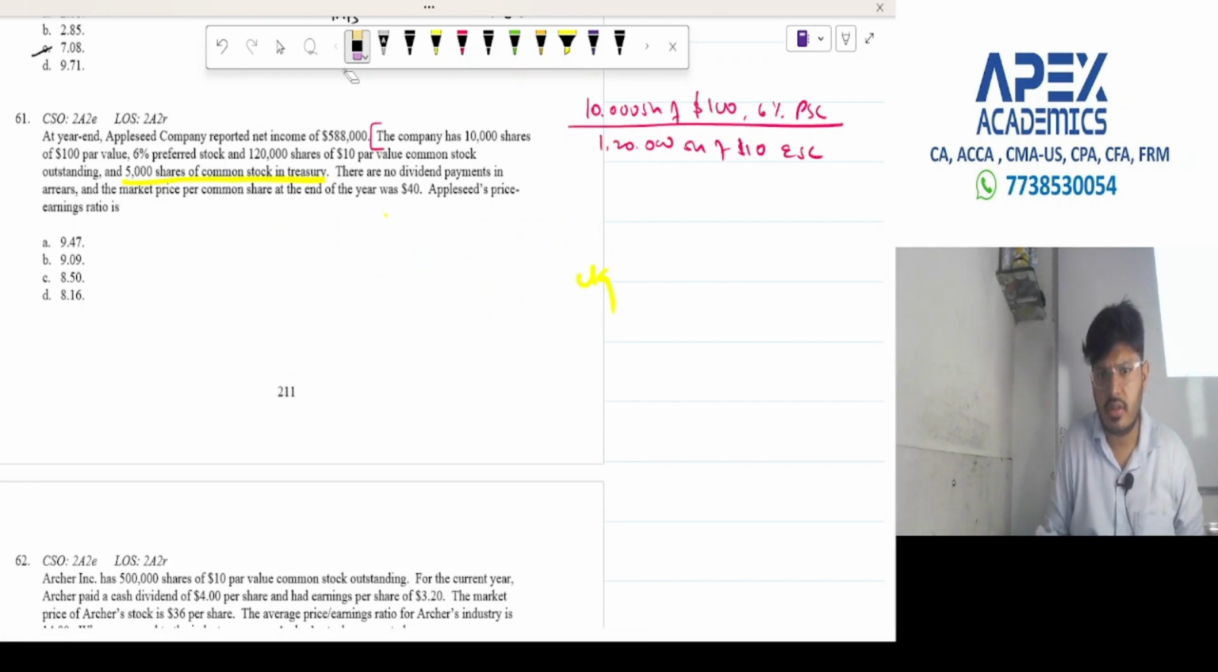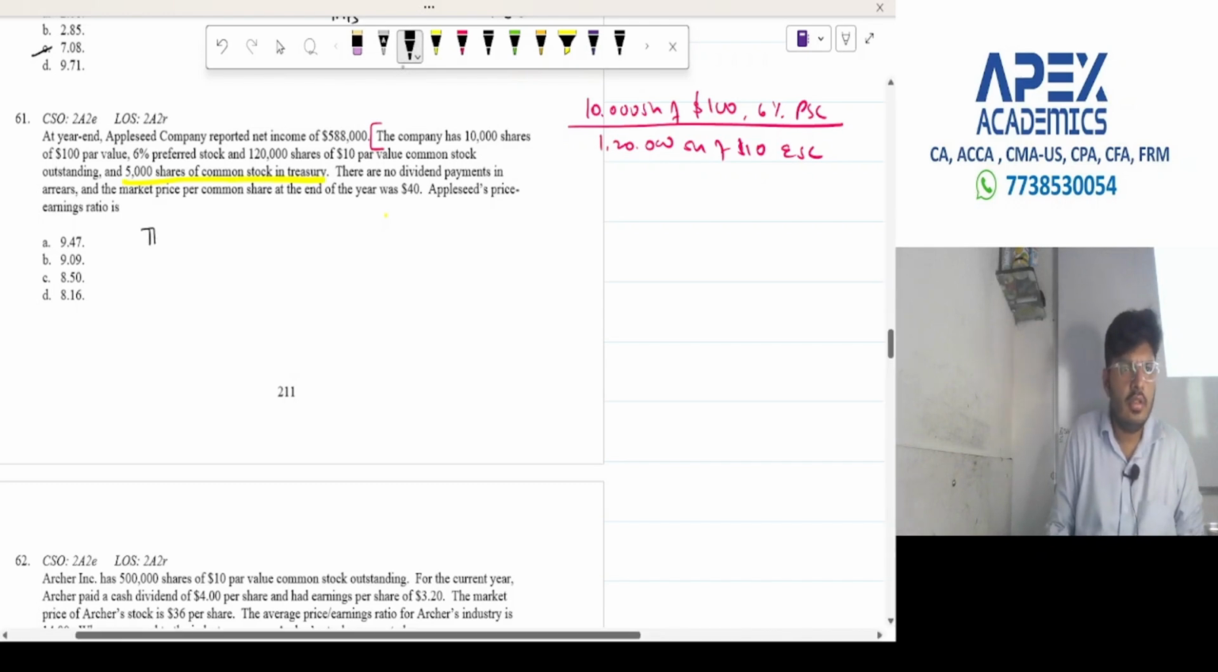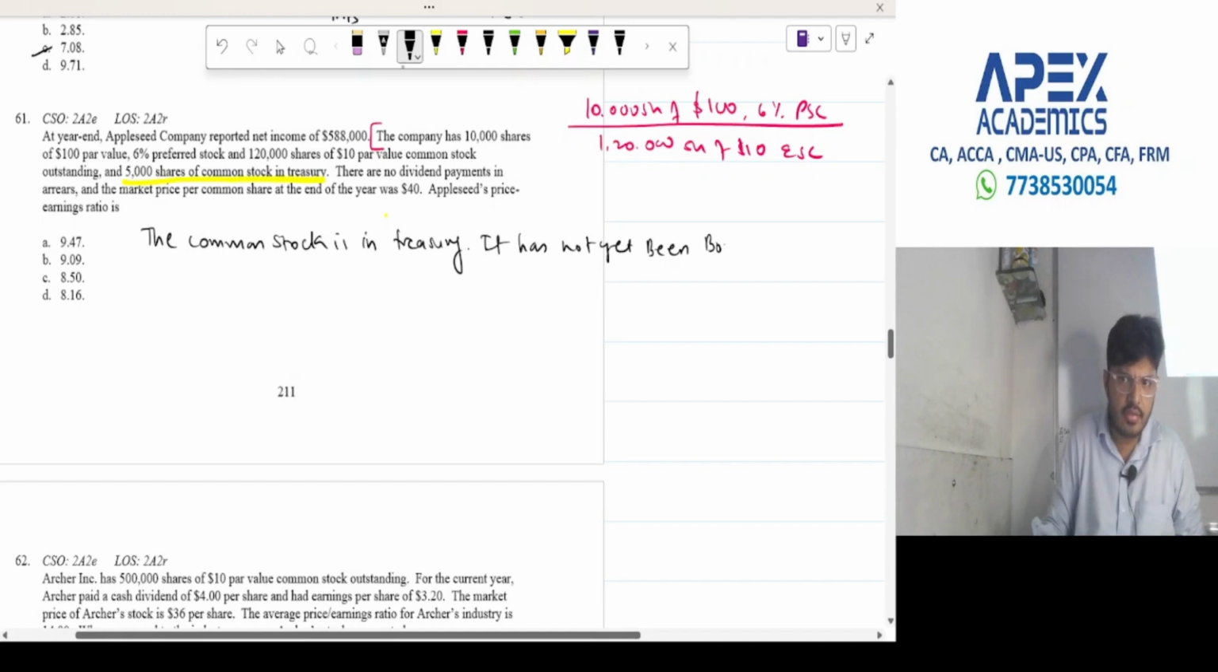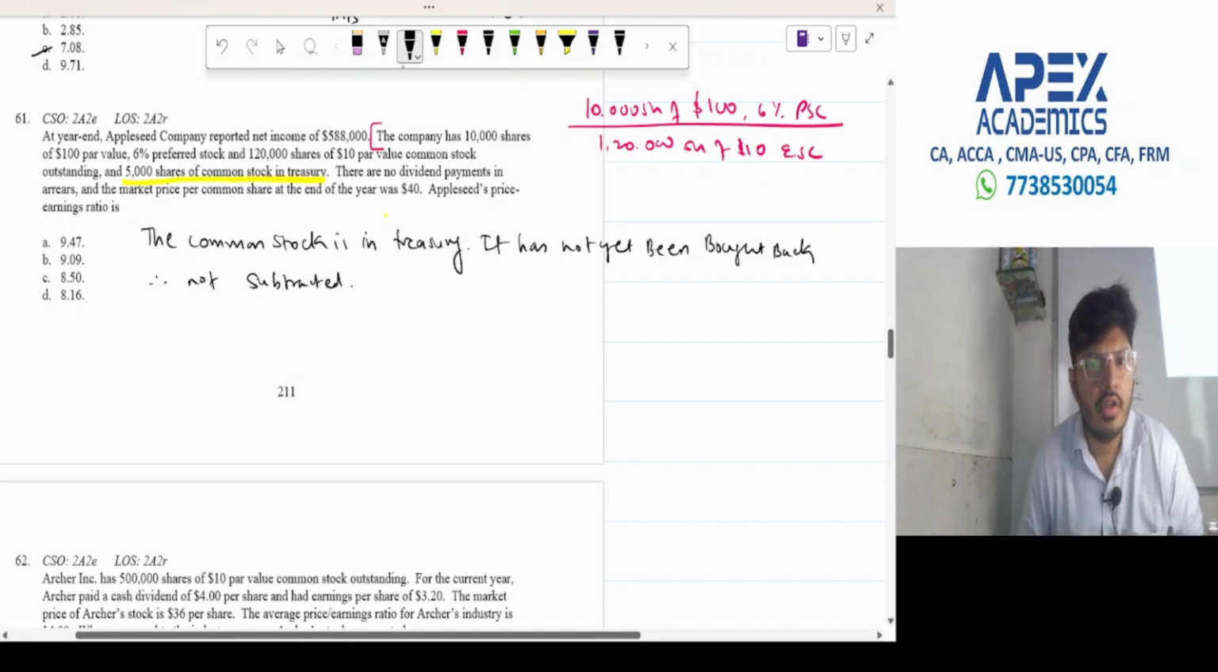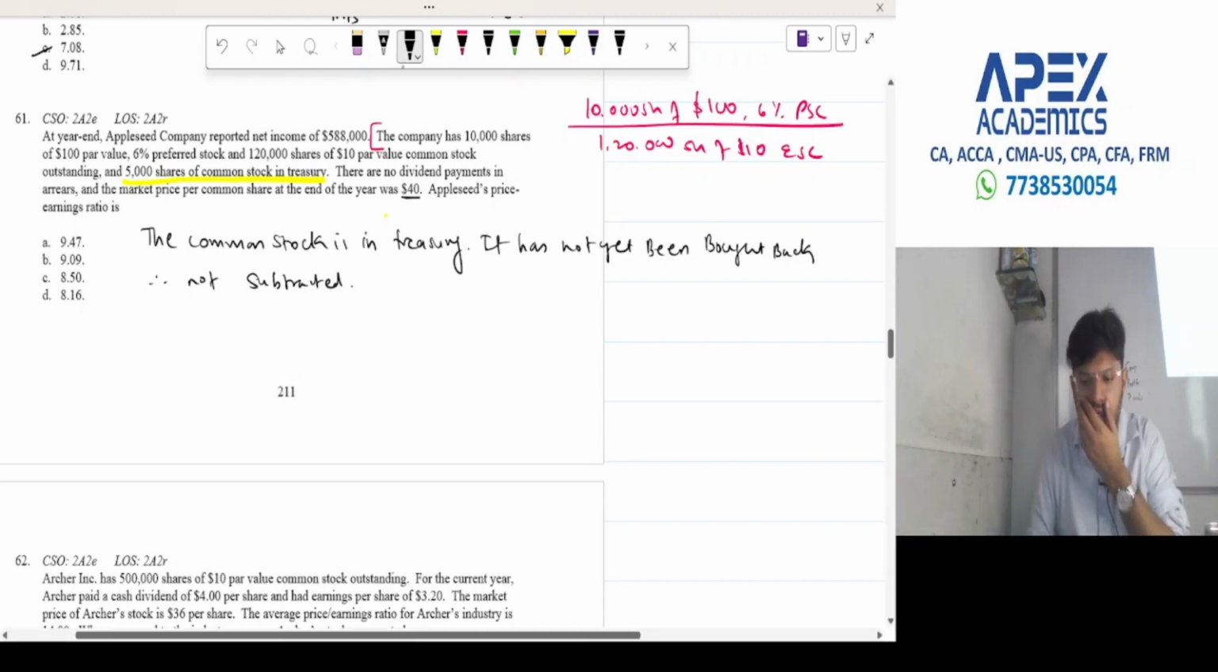Better if dark. Just a second. Hold on. We'll write it in black. The common stock is in treasury. It has not yet been bought back. Therefore, not subtracted. Therefore, now there are no dividend payments. Market price per common share is 40. Apple Seeds PE ratio we want to know.